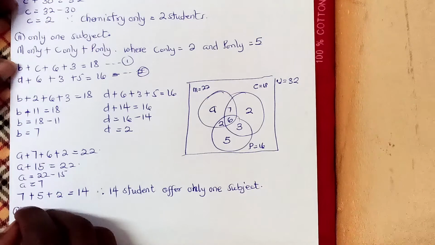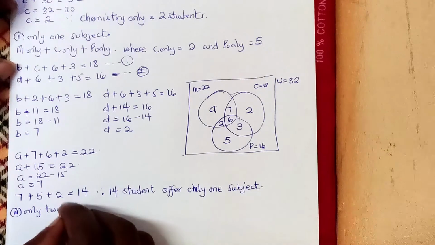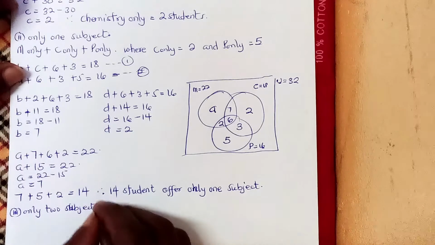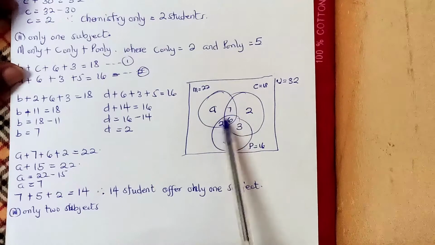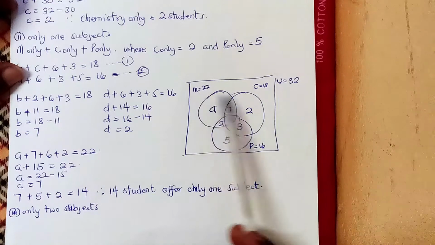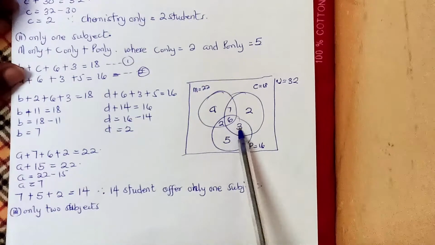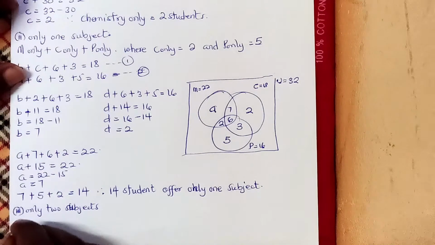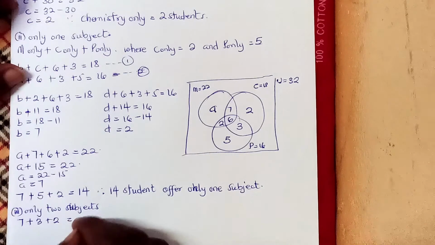where we are asked to find only 2 subjects. With only 2 subjects, since we already found for the B and the D and we have them to be 7 and 2, we add the intersection between M and C, that's this side, then the intersection between C and P, that's this side, and the intersection between M and P, that's this side. So we have 7 plus 3 plus 2, which gives us a sum of 12.